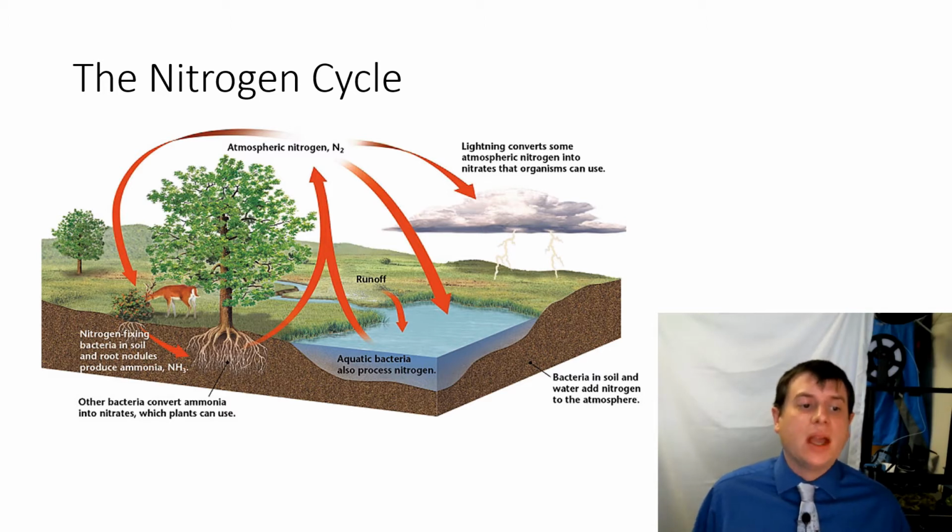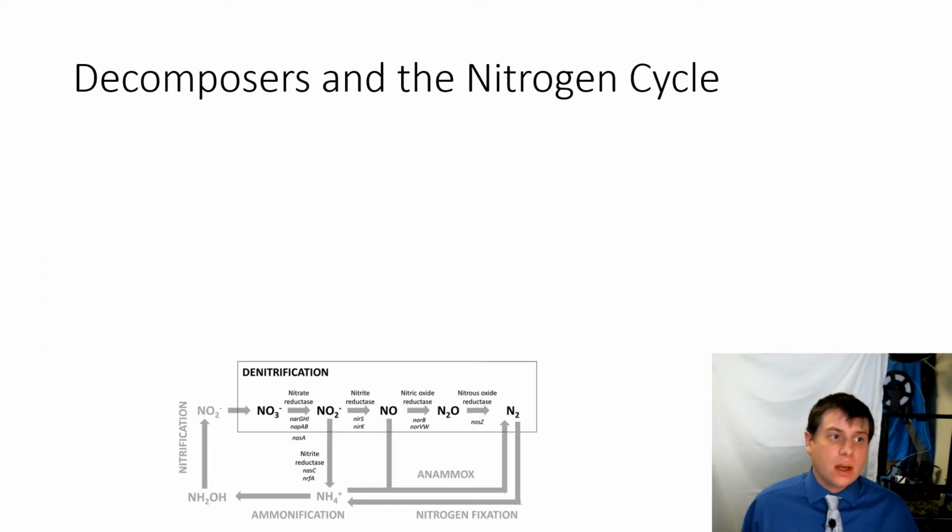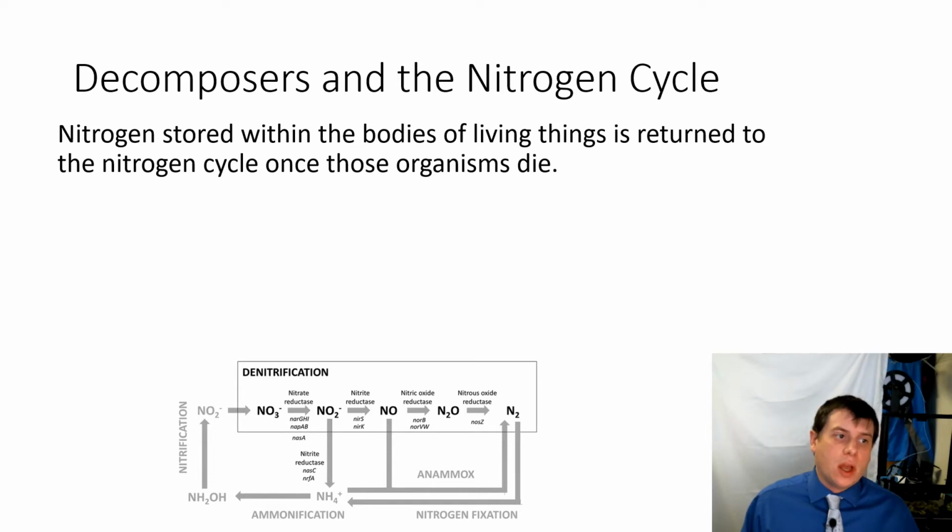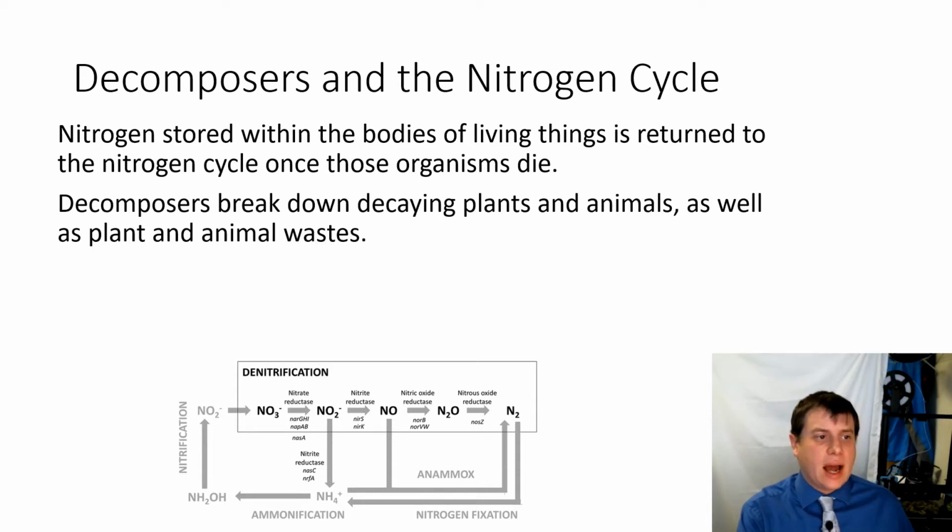And again, there are some bacteria that will exist at all stages here that what they'll do is they'll take these nitrogen-containing compounds, ammonia or nitrates or any of the others, and they will convert that back to N2, and those are called denitrifying bacteria. So the denitrifying bacteria are oftentimes decomposers. So nitrogen stored within the bodies of living things are often returned back to the nitrogen cycle when they die.